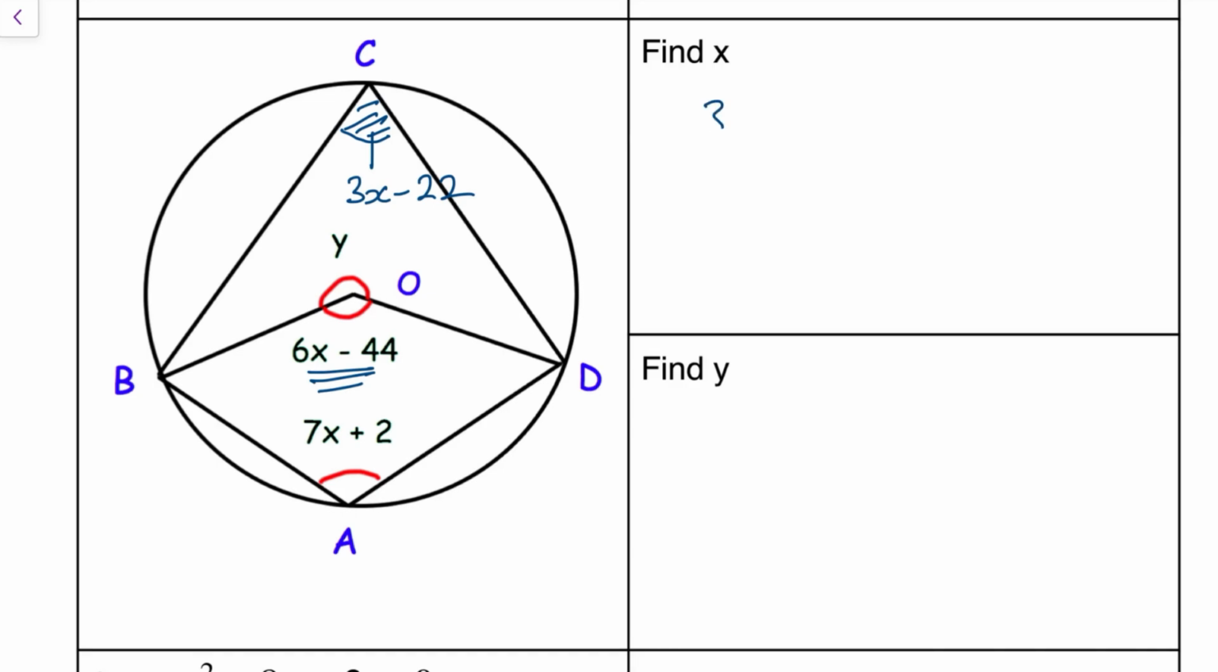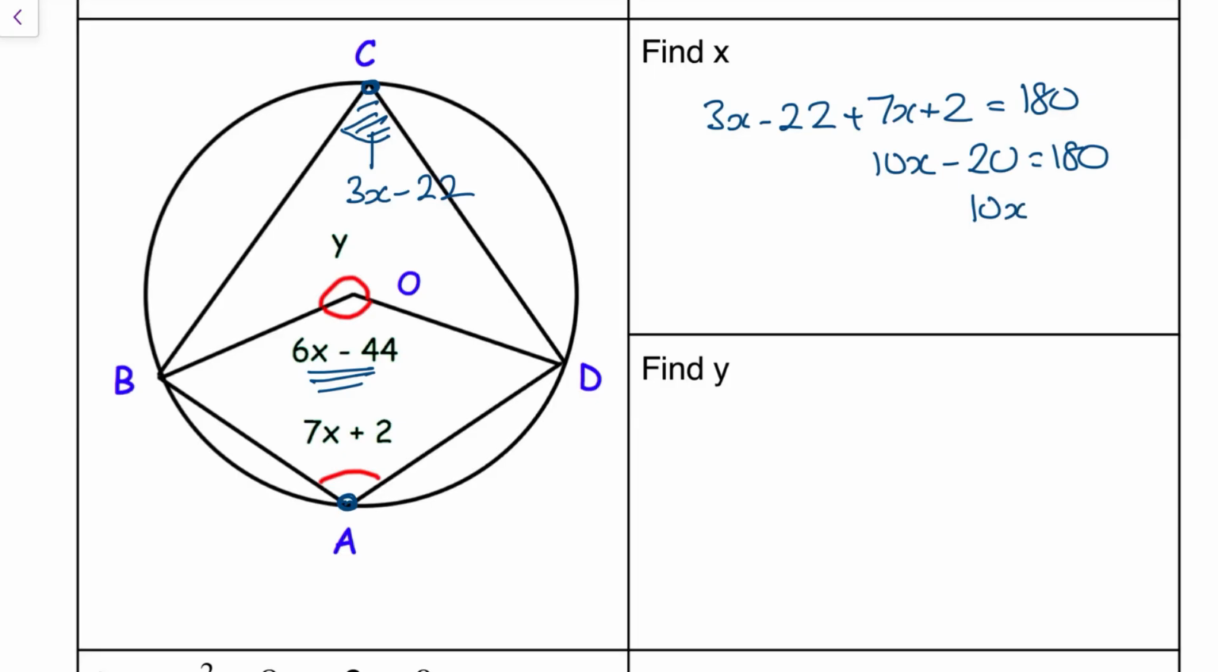And I know, because this is a cyclic quadrilateral, that 3x minus 22, i.e. this angle here, plus this angle here, which is 7x plus 2, equals 180. So collect my x's: 10x, negative 22 plus 2 is minus 20, is equal to 180. 10x is equal to 200, which means that x is equal to a nice round 20 degrees. First part done. Find y.